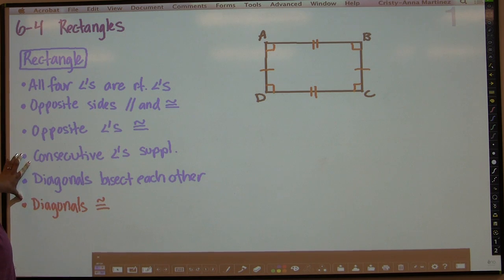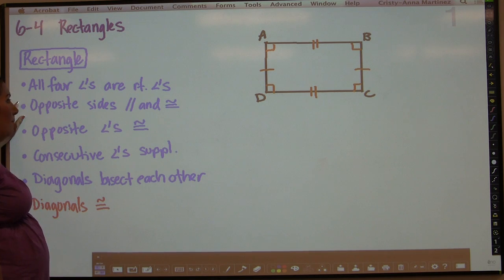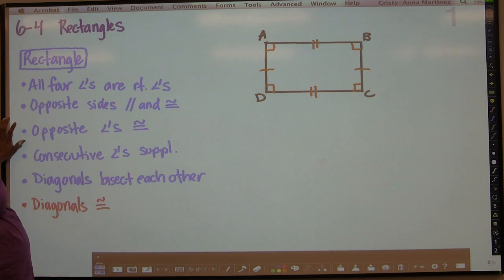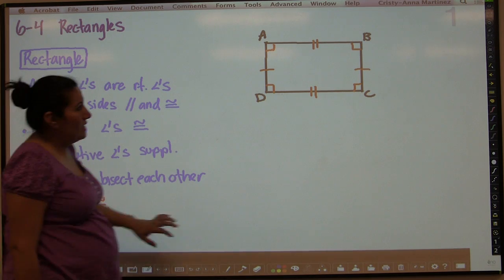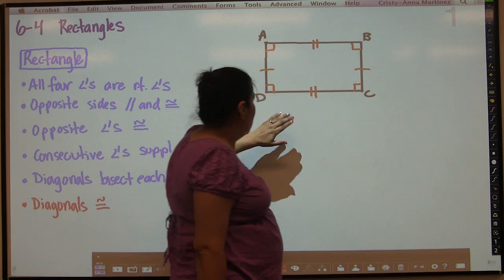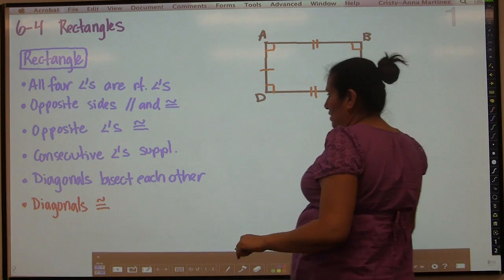So there are some properties in the blue that we already know about rectangles. And then this last one is one of the things that sets them apart as well. So we know that for all parallelograms, opposite sides are parallel and opposite sides are congruent. We know that opposite angles are congruent. We know that consecutive angles are supplementary. So basically angle A and D add to 180, D and C add to 180, and so on and so forth.